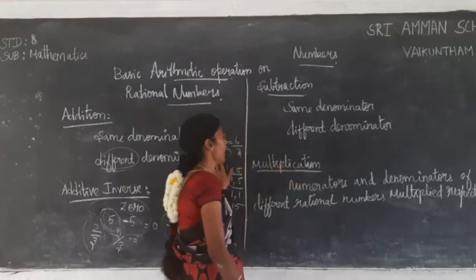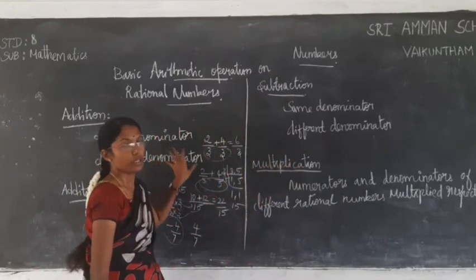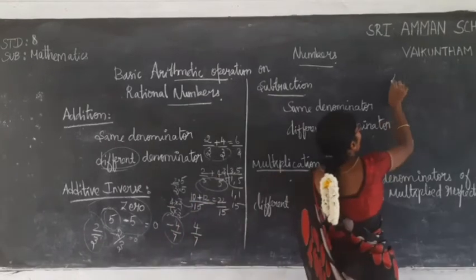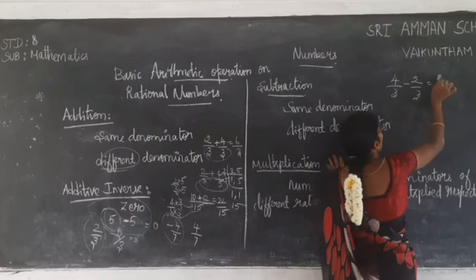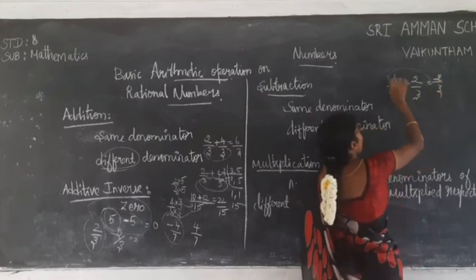Subtraction is the same as addition. If the denominator is the same, 4 by 3 minus 2 by 3, what is the answer? 2 by 3. You can directly subtract the numerators.